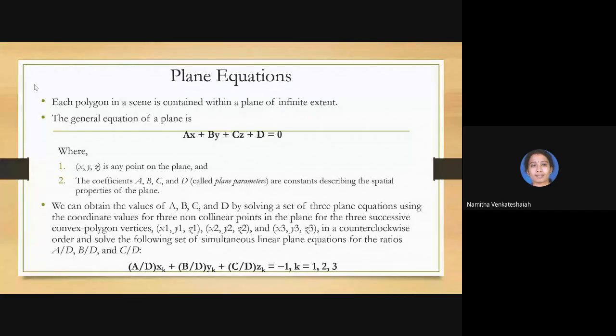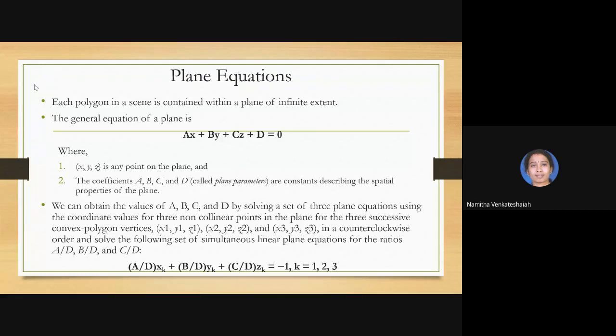Here x, y, z is any point, a point's x component, y component and z component. The coefficients a, b, c, d are called plane parameters, or constants describing the spatial properties of the plane. So I repeat, ax plus by plus cz plus d is the general equation of the plane, among which x, y, z are the components of the point, and a, b, c, d are considered as plane parameters. Now the question is how to obtain the values of a, b, c, d.